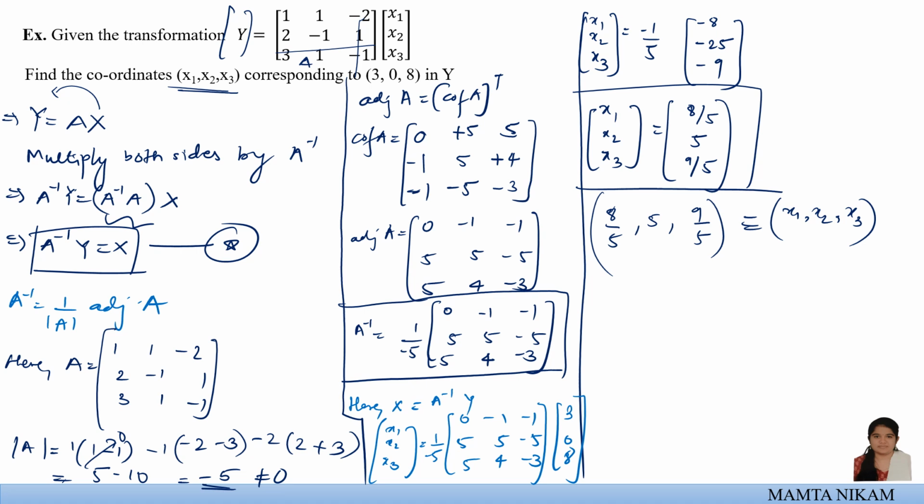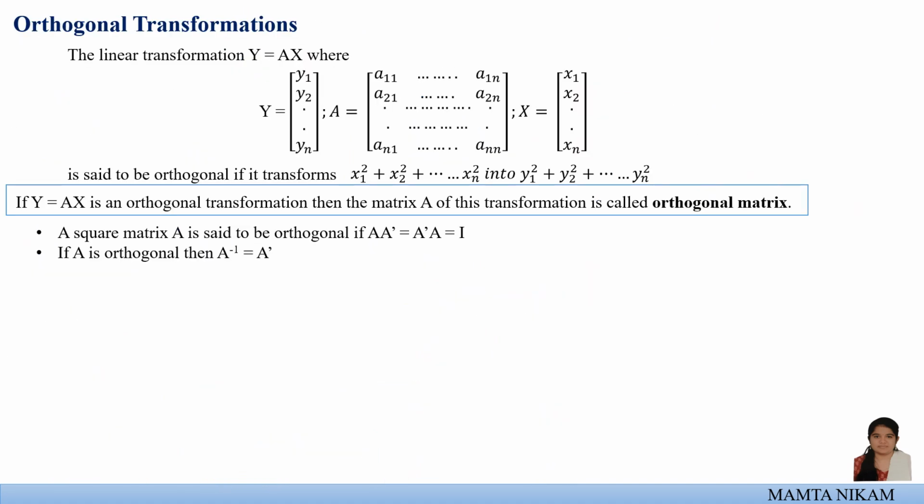Okay, next we will discuss what an orthogonal transformation is. Given a transformation, if it is linear, then it is said to be orthogonal if it transforms x1 square plus x2 square plus up to xn square into y1 square plus y2 square plus up to yn square. So basically an orthogonal transformation is obtained only when the transformation is already linear. Remember this point: the condition is that it should be linear.